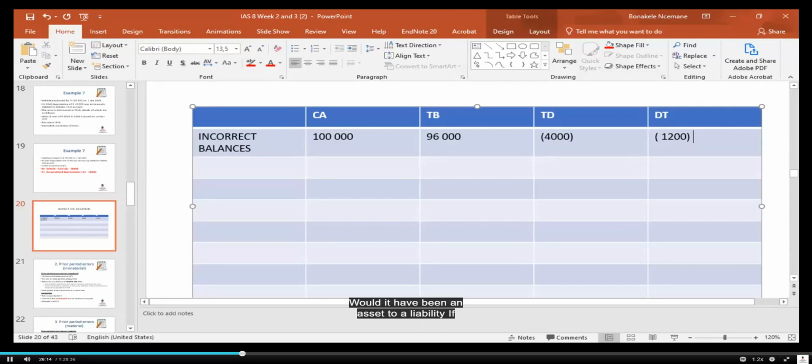So would it have been an asset or a liability? If the carrying amount is more than the tax base, that is a liability. Yes. Now let's look at the correct balances. In terms of the correct balances, what would have been the correct carrying amount had you taken into account the 10,000? 90,000. Are we all on the same page that the correct amount would have been 90,000?